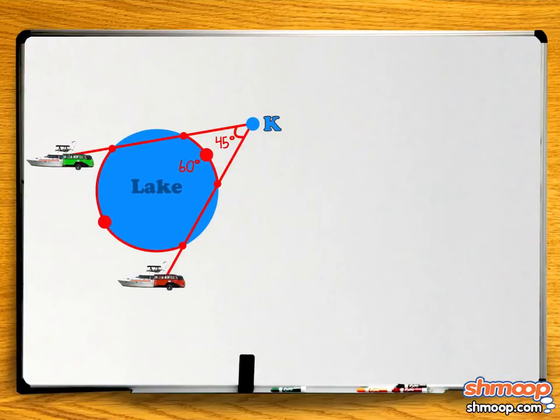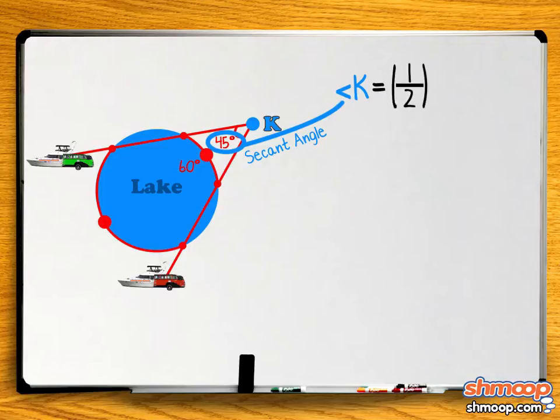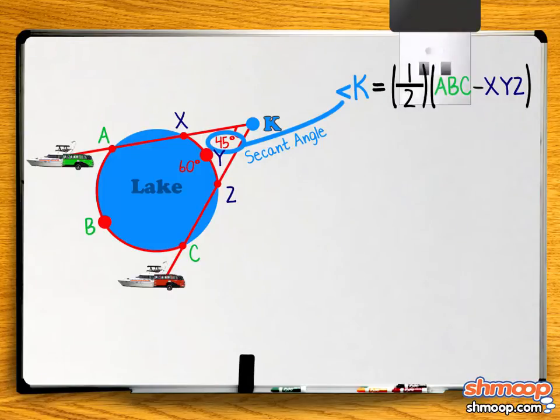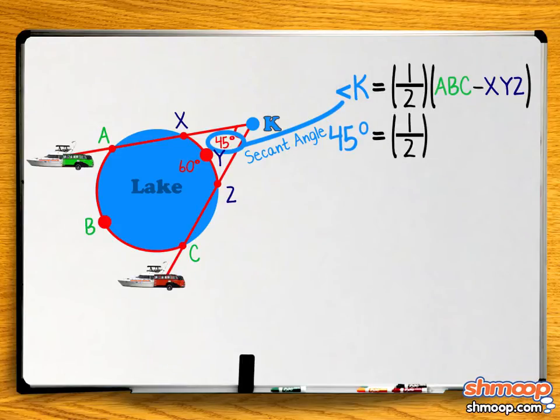The formula for finding any arc or angle measure involved in a secant angle problem such as this is secant angle K equals 1/2 the difference between the measurements of the far arc ABC and the near arc XYZ. With this formula, it's a simple matter of plugging in. The secant angle of 45 degrees equals 1/2 the difference between the measurement of the far arc, that's our unknown, and the near arc measurement of 60 degrees here.